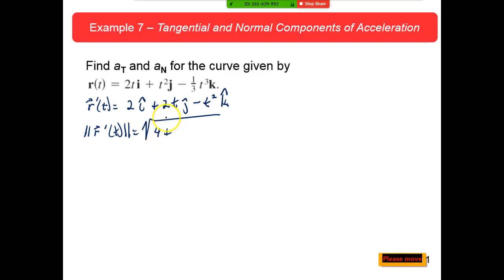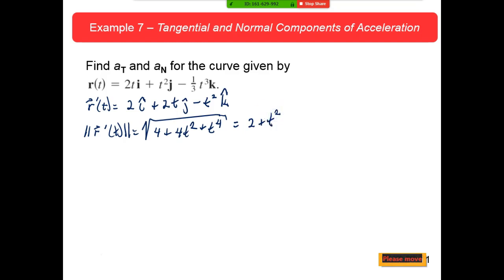Four plus 4t squared. Is that what I heard? Plus t to the fourth. Okay, there's your r prime of t, the magnitude of r prime of t. And the good news is that's a perfect square trinomial, isn't it? What is that? That was the 2 plus t squared squared. And the square root of that would just be 2 plus t squared.